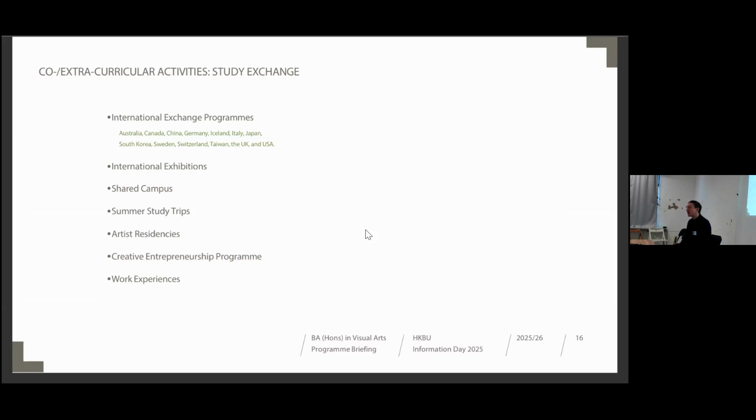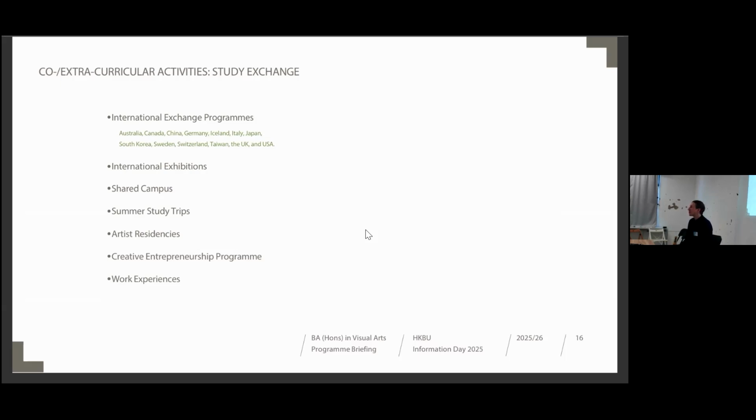In terms of extracurricular activities and study exchange, we have international exchange programs. We encourage all of our year 1 entry students to go on exchange. We have program partners internationally, currently in Australia, Canada, China, Germany, Iceland, Italy, Japan, South Korea, Sweden, Switzerland, Taiwan, the UK, and the USA. So these are programs where we have a close connection. We have a partnership where we send our students to study in these places for 1 semester.